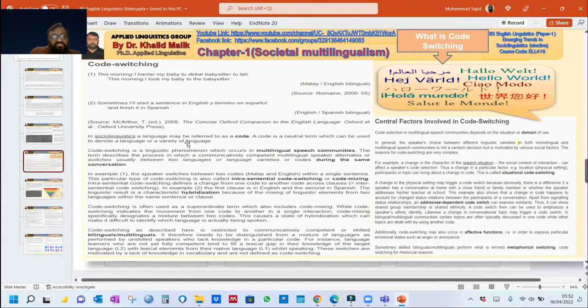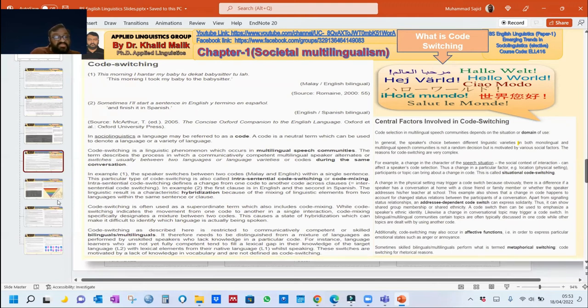In sociolinguistics, a language may be referred to as code. A code is a neutral term which can be used to denote a language or a variety of language. Code switching is a linguistic phenomenon which occurs in multilingual speech communities. The term describes the process in which a communicatively competent multilingual speaker alternates or switches, usually between two languages or language varieties or codes during the same conversation. That's called code switching.